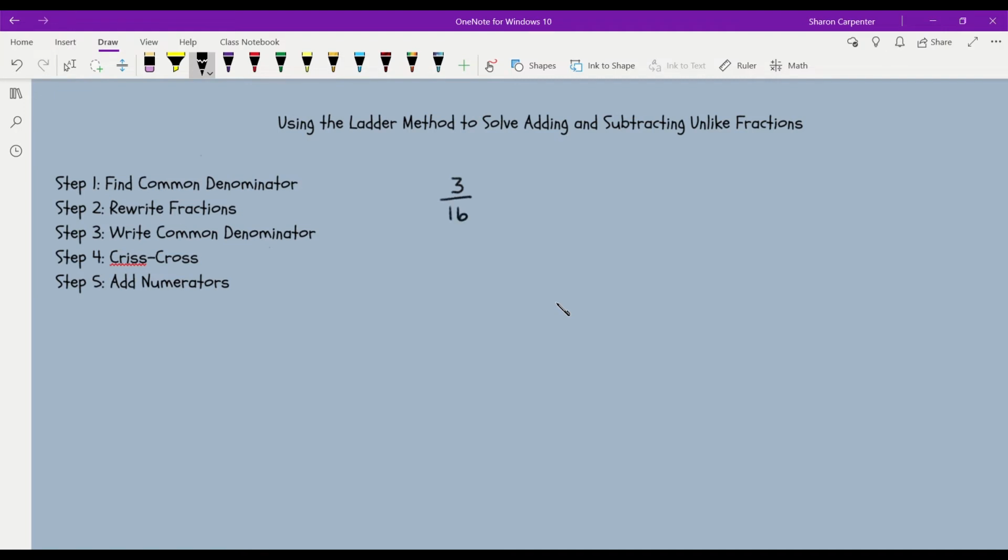Okay, let's try another one. 3/16 plus 12/36. Put our denominators in our ladder and find the least common denominator. As always, start with 2. 16 and 36 are even, so 16 divided by 2 is 8, and 36 divided by 2 is 18. 8 and 18 are even, so we use 2 again. 8 divided by 2 is 4. 18 divided by 2 is 9. We have no more common factors, so we multiply.